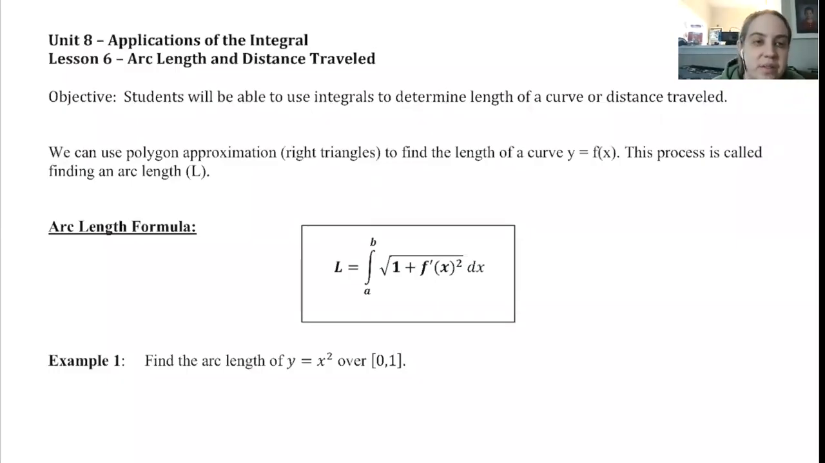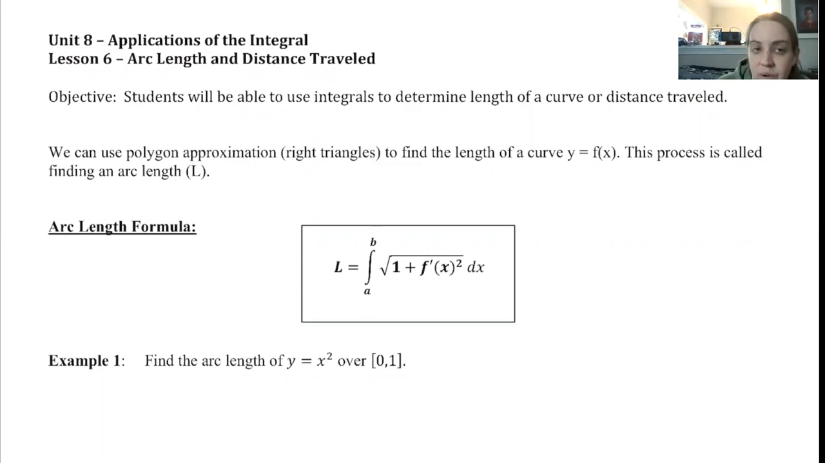Hello, calculus students. We are continuing with Unit 8, applications of the integral. I know that I mentioned 3 different ways to find volume. So we have cross sections, discs, and washers. I'd mentioned something called shells. Those are actually not tested on the AP exam, so we're not going to spend important class time on those.